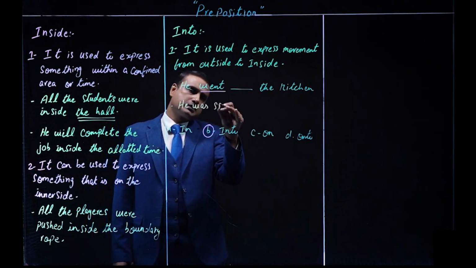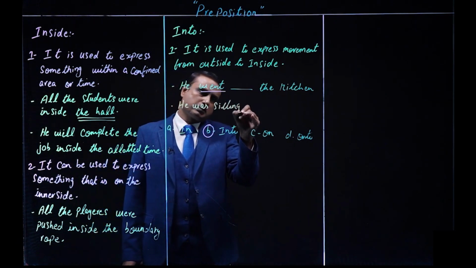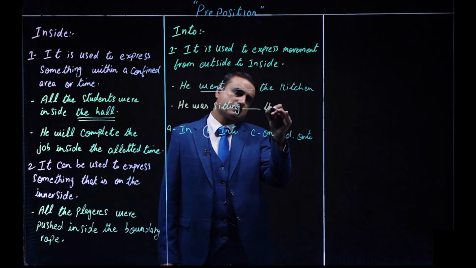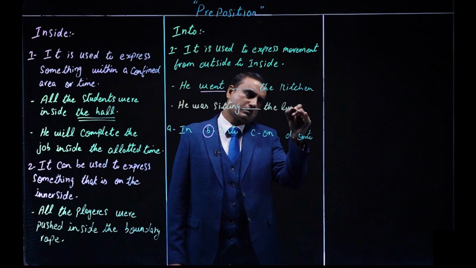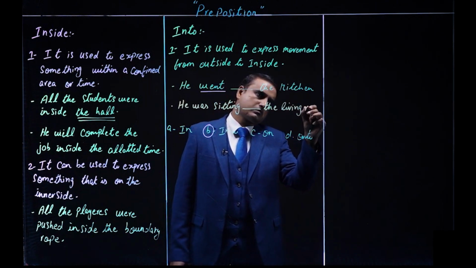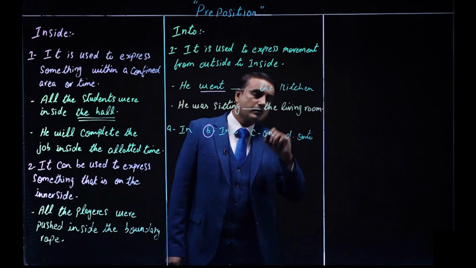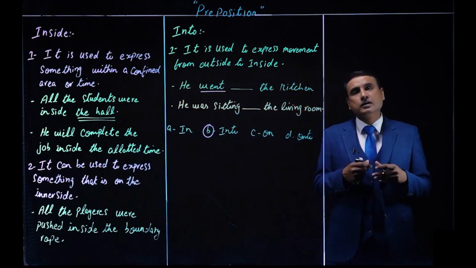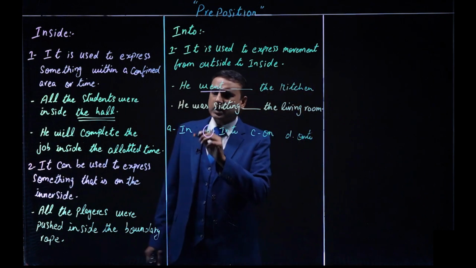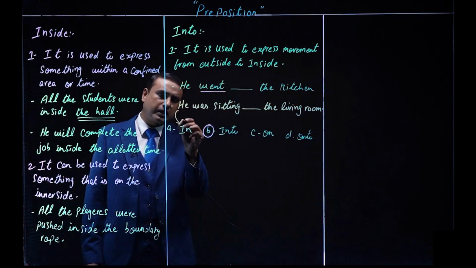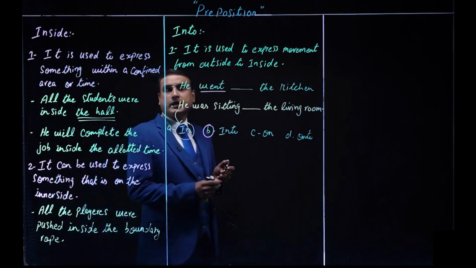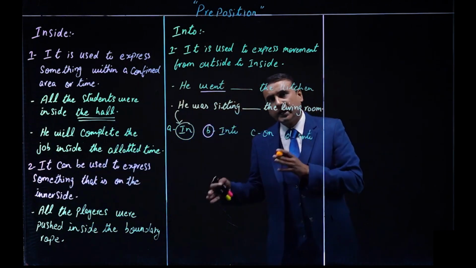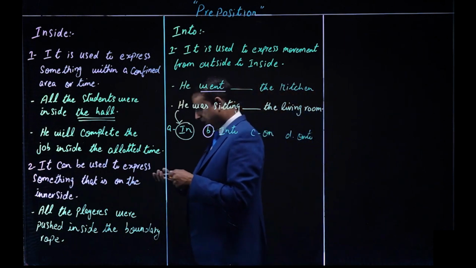On the other hand, if I say he was sitting, here you can see that he is already there. वो पहले ही से वहाँ मौजूद है. तो यहाँ पर हम इस दूसरे वाली में क्या यूज़ करेंगे? We'll go for in. He was sitting in the living room. That is the core difference between in and into.